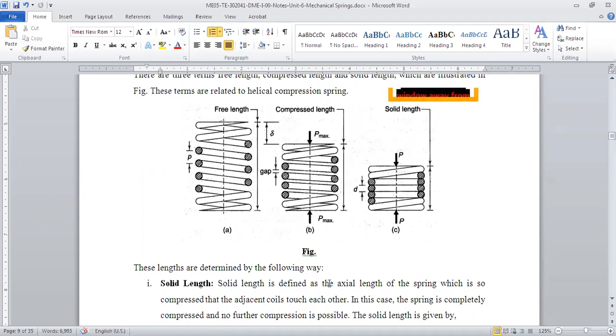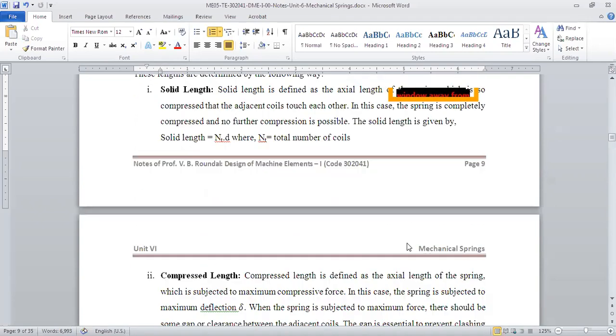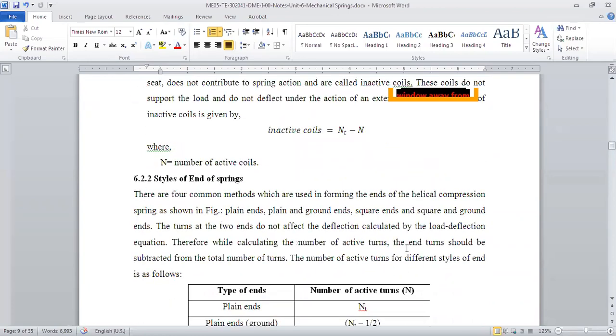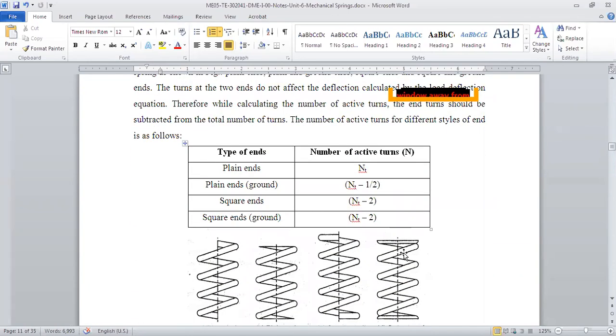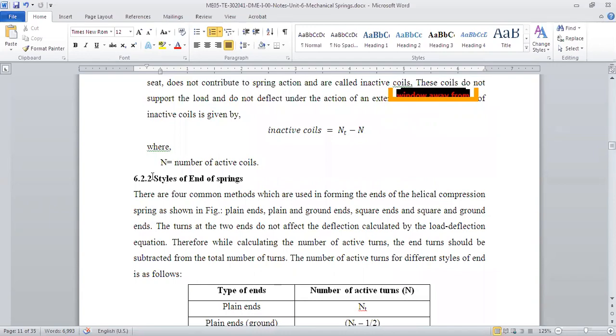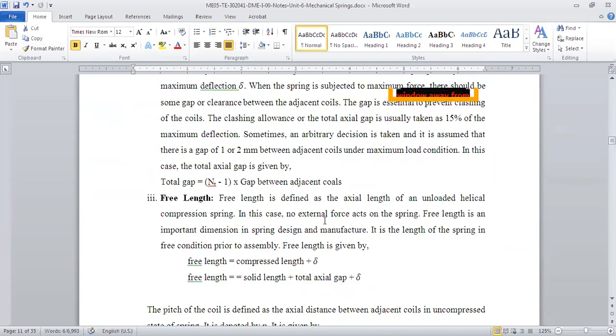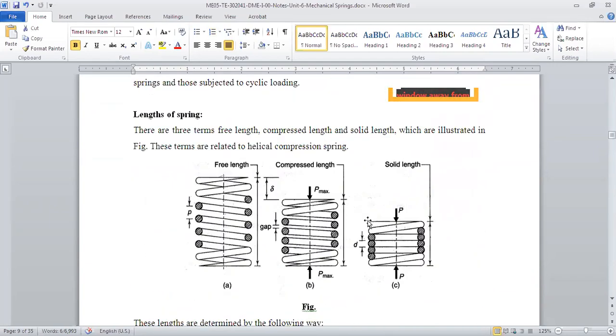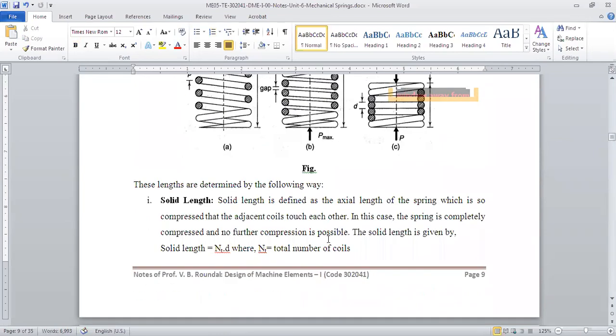So next time I will continue with these three lengths, and we will talk about the ends, and then we will start with the design. There is one small topic remaining, the different styles of ends of the spring, and we will also talk about the lengths of the spring in the next lecture. So in the next lecture we will start with this, and then we will go ahead with the design of the spring.